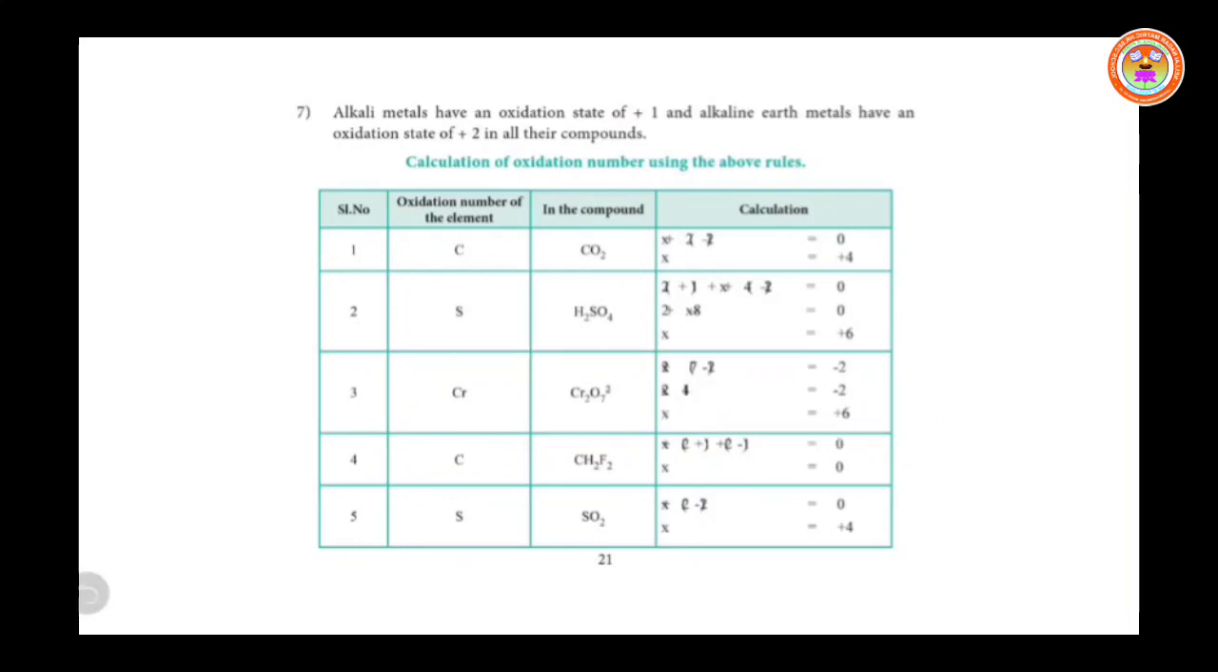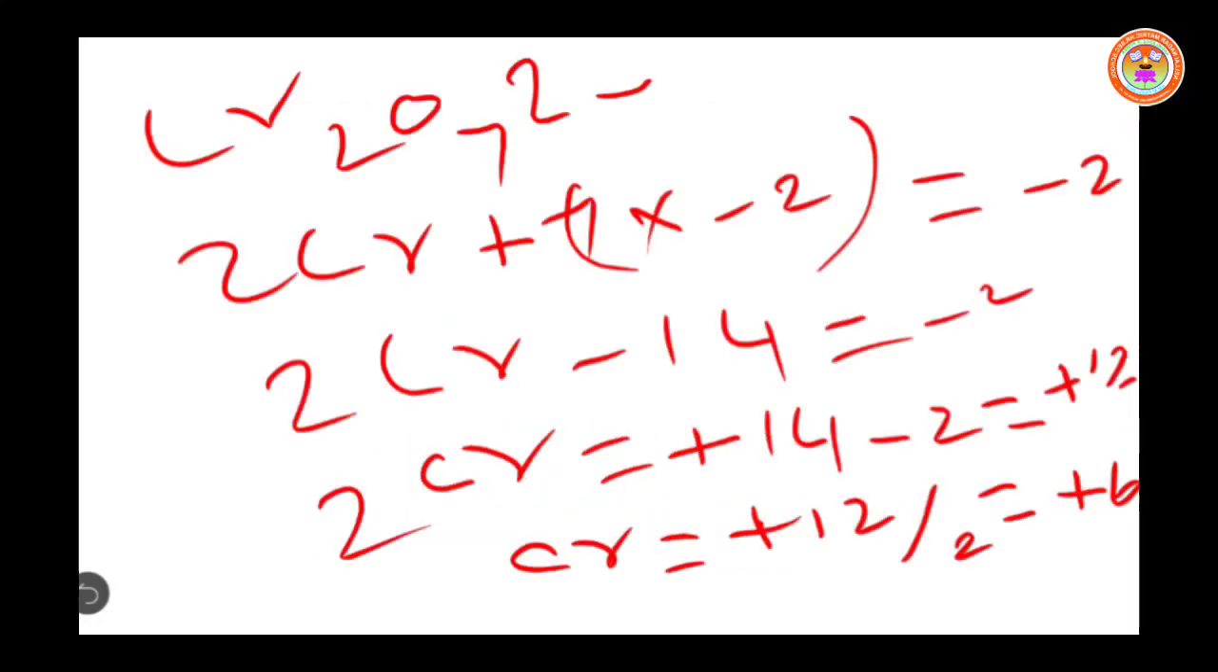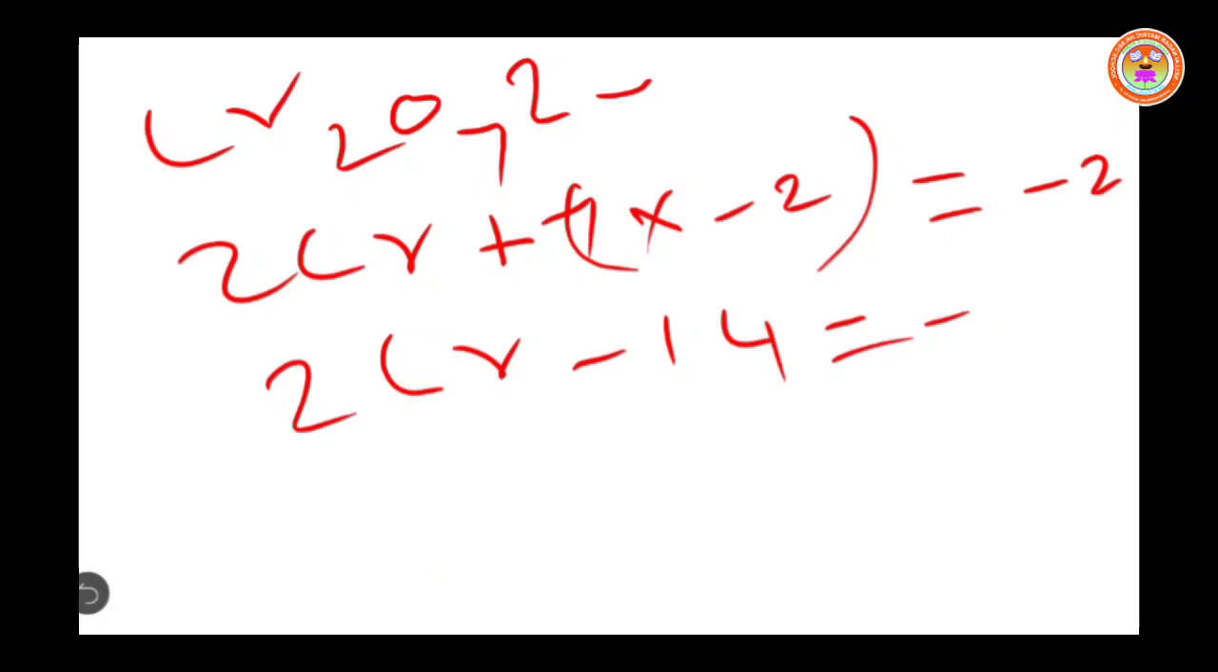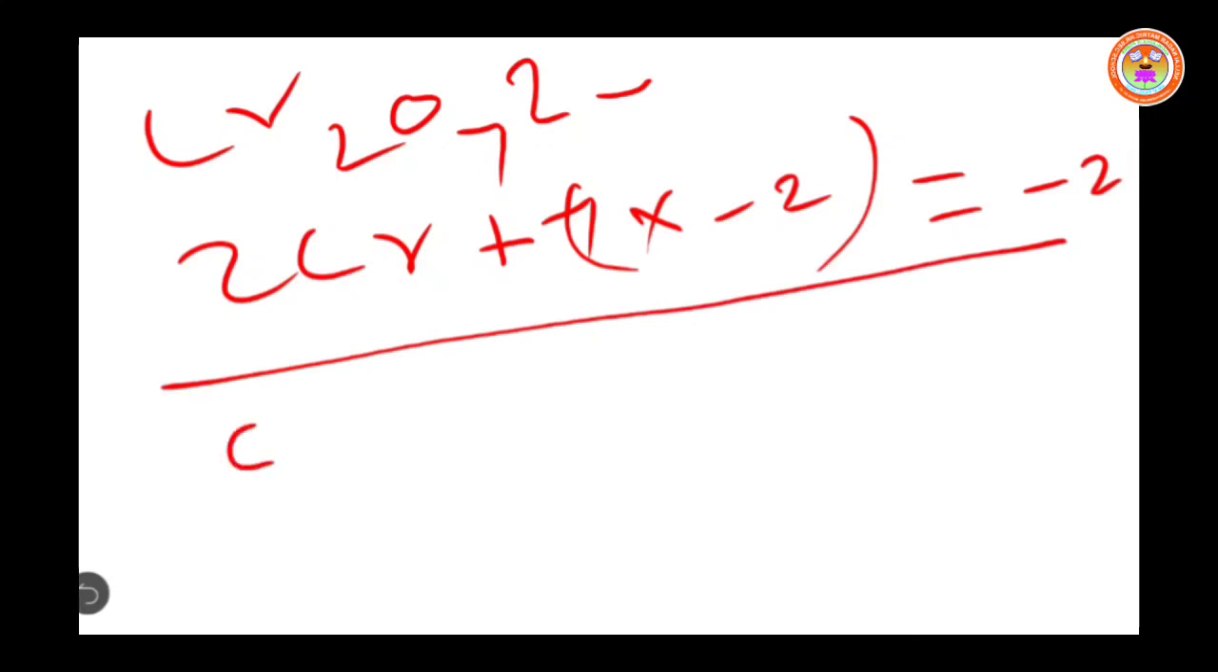The next, we can calculate the oxidation state of carbon in CH2F2. Now we can see the calculation. Here we are going to calculate the oxidation state of carbon in the compound CH2F2. What is the formula of the compound? CH2F2. We are calculating for carbon.